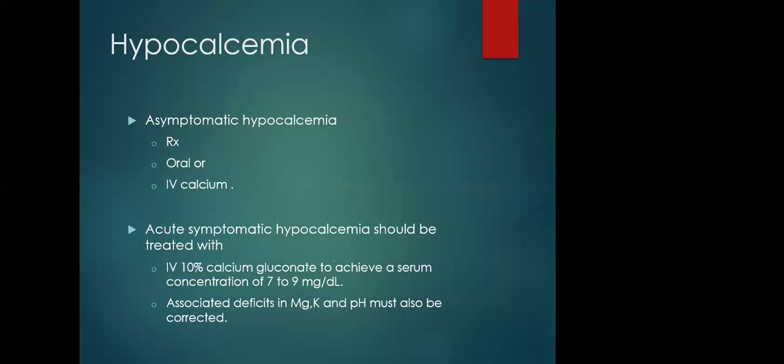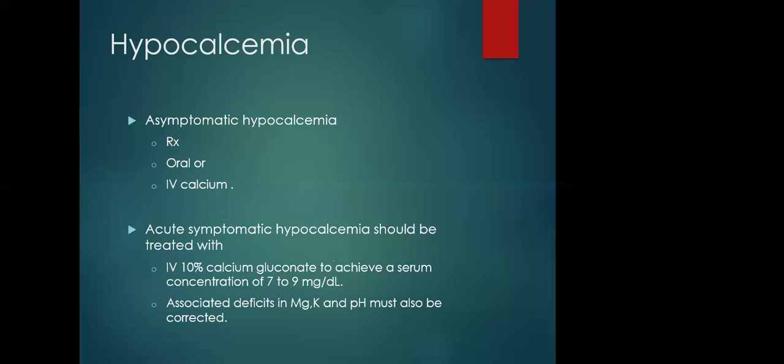So if ionized calcium is not checked, then in patients with low albumin, a corrected calcium level should be calculated using a formula, in order to get the true hypocalcemia. And so how do you do this? If you have hypoalbuminemia, you take the normal albumin, you minus the patient's albumin, and then you multiply that by 0.8, then plus serum calcium. Calcium levels are in millimole per liter, and the albumin levels are in gram per liter.